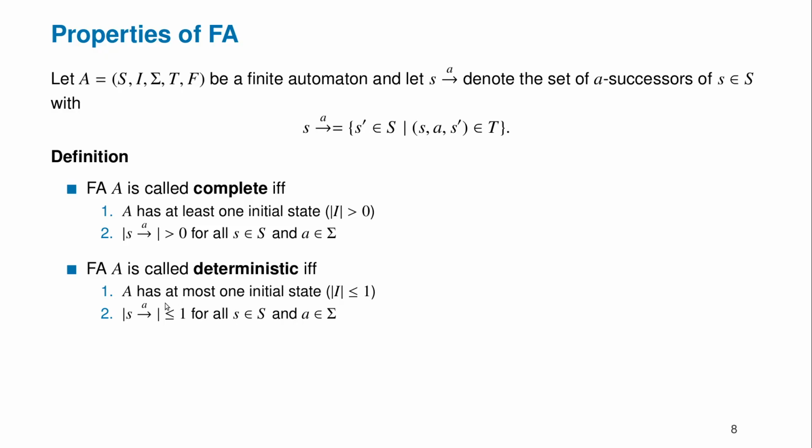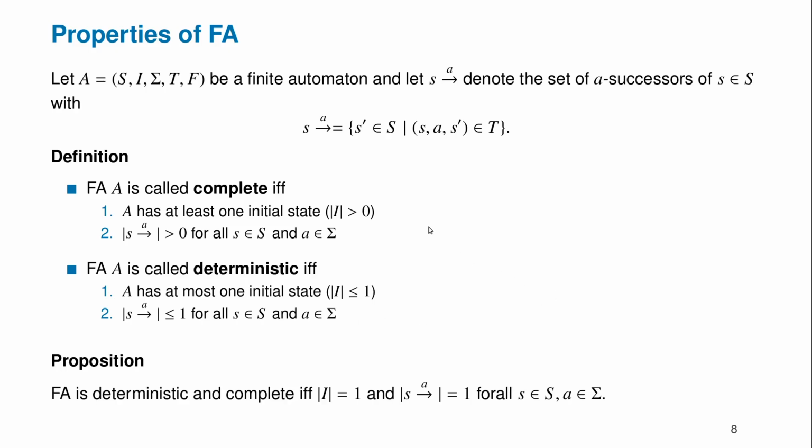So that it's made explicit that the next state, if defined, is uniquely determined. But we have combined this all in one concept, and we handle the deterministic finite automaton as a special case of the non-deterministic automaton. And now, if we combine these two properties, we get the following proposition, which directly follows from the definitions.